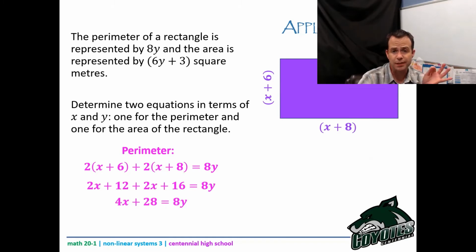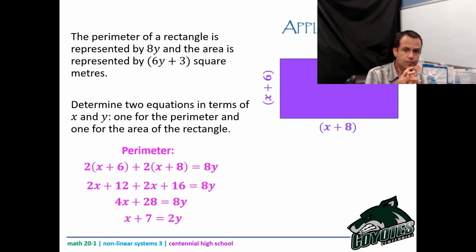I'm just trying to make this as simple as possible. Finally, I see all of those are divisible by 4, so I'll go ahead and do that. Might as well make my numbers simpler if I can. x plus 7 equals 2y. So a simplified form of the perimeter will be x plus 7 equals 2y.